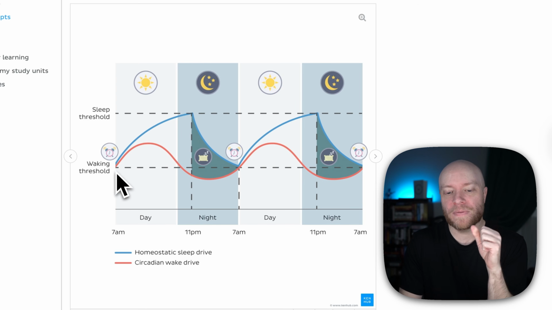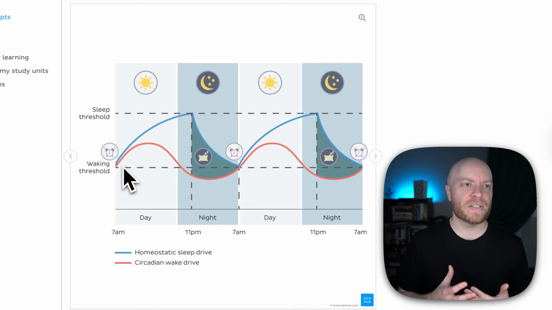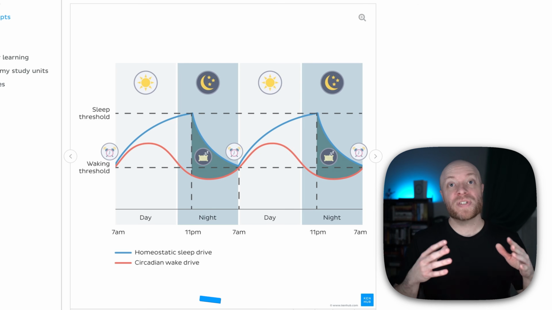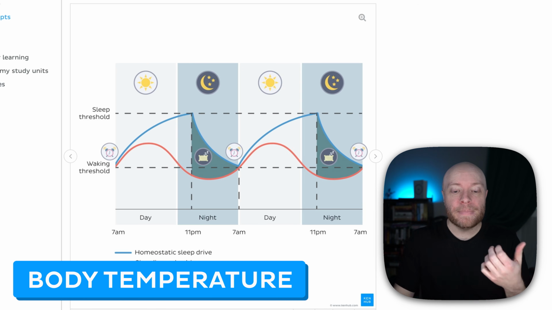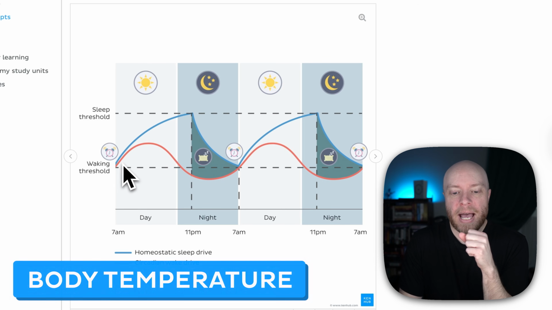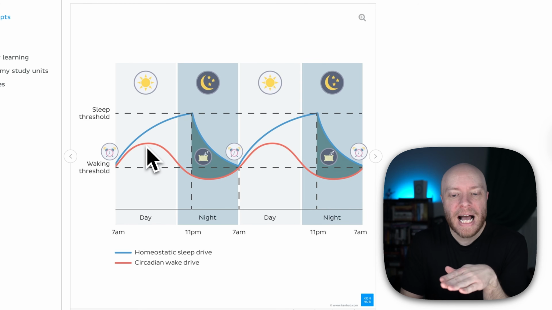But at the same time, we also have to understand you have this circadian wake drive. So the circadian wake drive is a combination of several things. This is where it seems like cortisol is going to be at play here, your body temperature, ATP consumption. So basically what's going to happen here is it's going to increase. And so you can see in the middle of the day, your circadian wake drive is just rocking. You are good. You're not feeling tired.